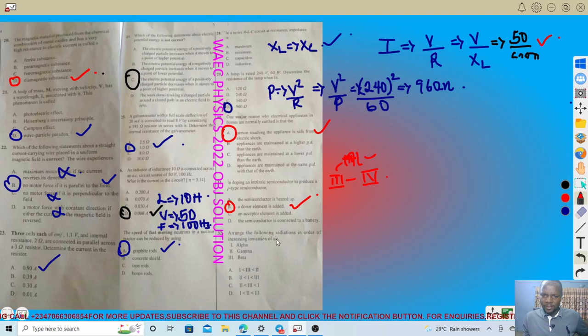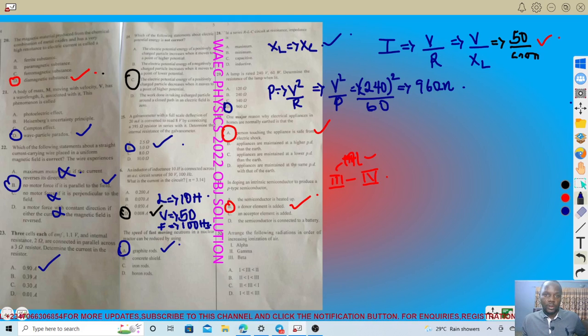The next is: arrange the following radiations in order of increasing ionization of air. You know that. Maybe I should help you, but I believe you all know that. So everybody knows increasing. Please note that. Don't make mistake when you are doing the ionization energy. You know what we mean by that, alpha, beta, gamma. So that is that. About that, we go to the next page.